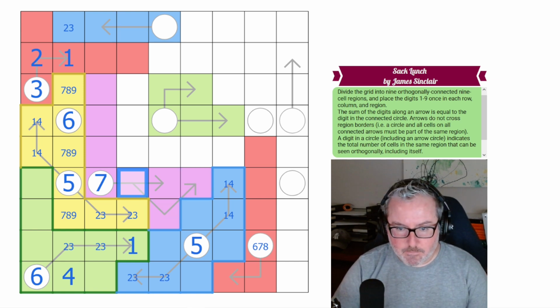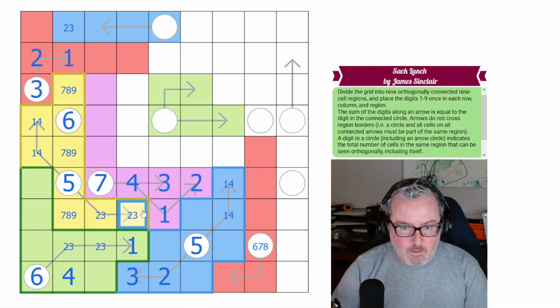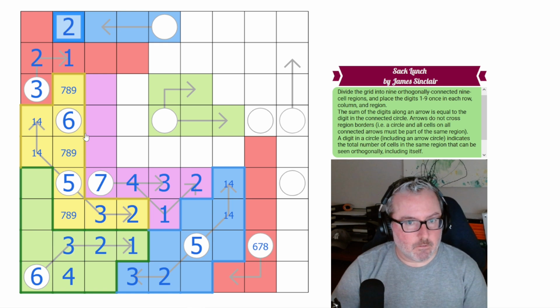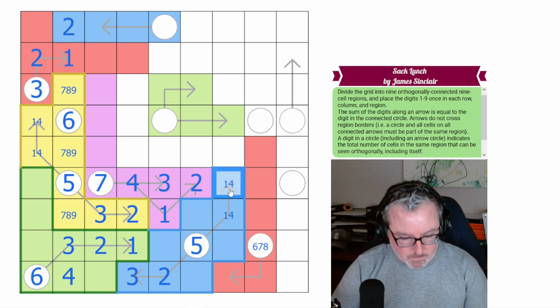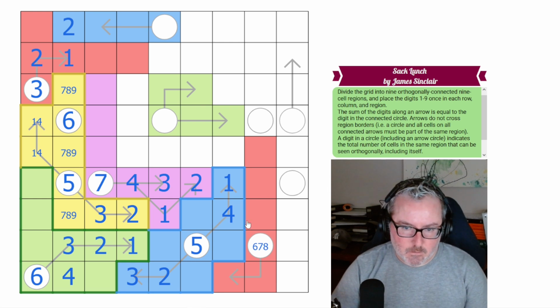This has to be the 4. This has to be the 1. This has to be the 2, because of all of what we have looking at it. And this is 3, which gives us a lot of information. We also get a 1 and a 4. Good. That worked out quite well.